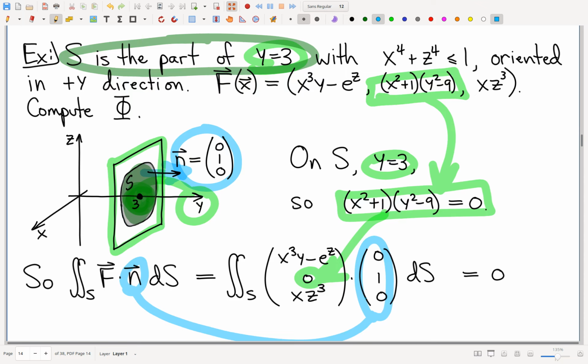Now again, I haven't really done any work yet, right? I haven't done any plug and chug to speak of, and yet, again, we already win. This dot product is already clearly 0, and so my answer is 0, and we celebrate and walk away.